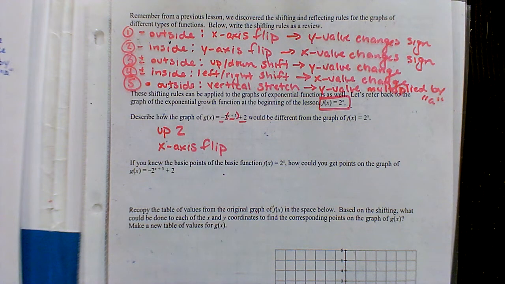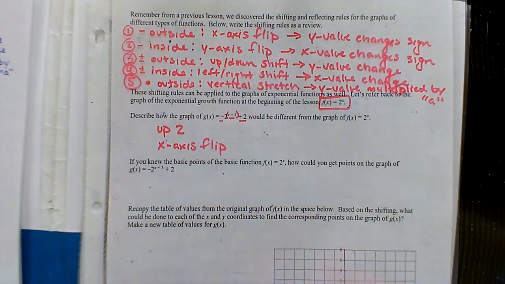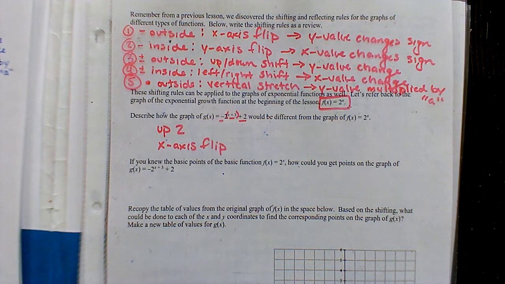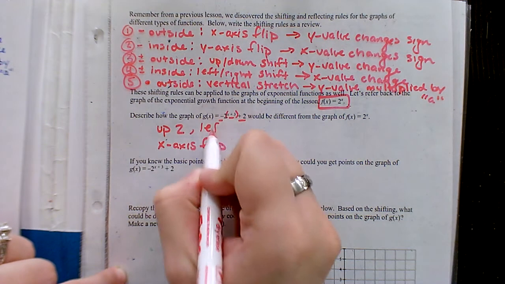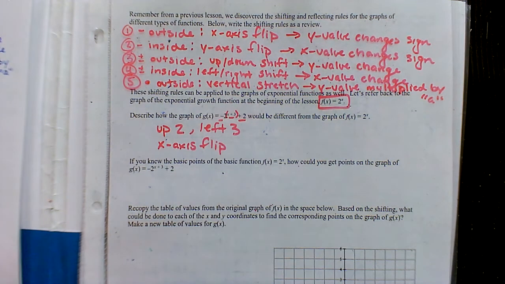Way back at the beginning of the year, it was kind of hard for us to visually see this, and then we did some examples on the calculator. Anything listed on the inside of a function does the opposite of what you would think. That's the tricky part with these transformations. We see that plus 3 and think it's probably going to move to the right, but it's actually moving to the left. If you want to double check it on a calculator, you could. So we'll say another shift is left 3.